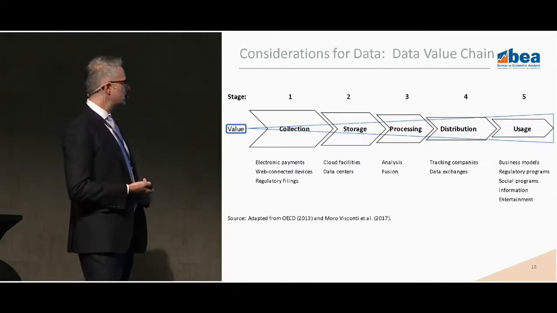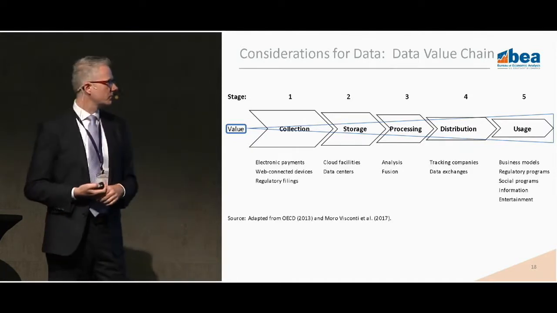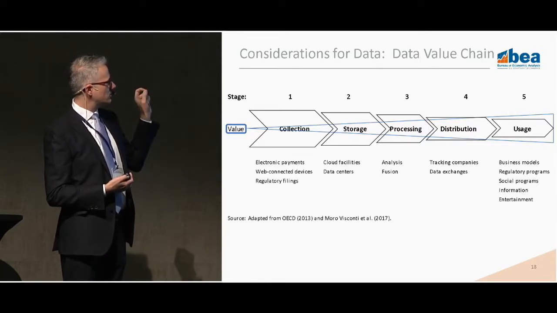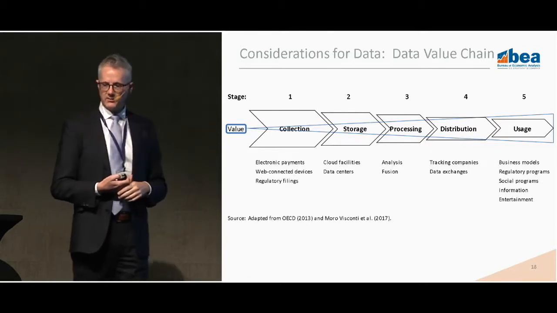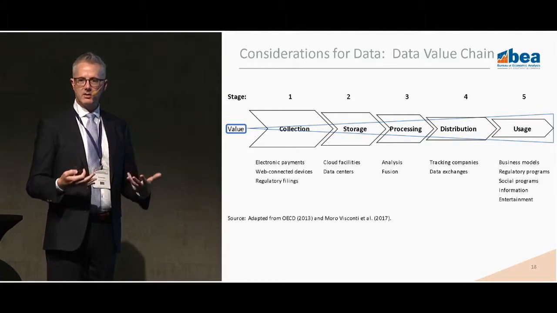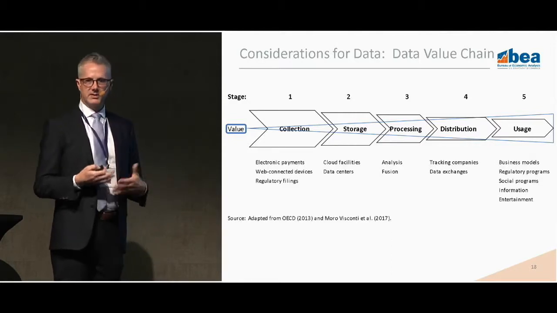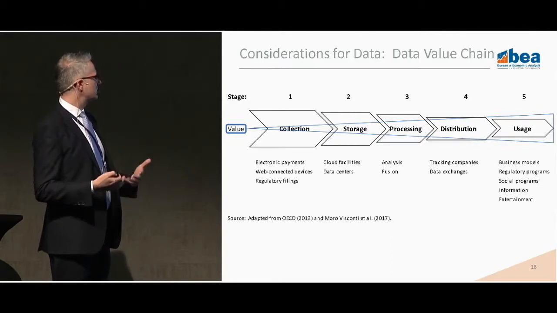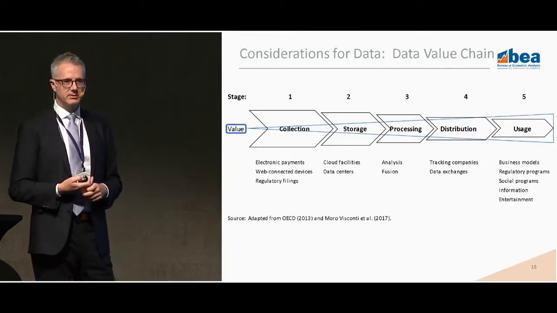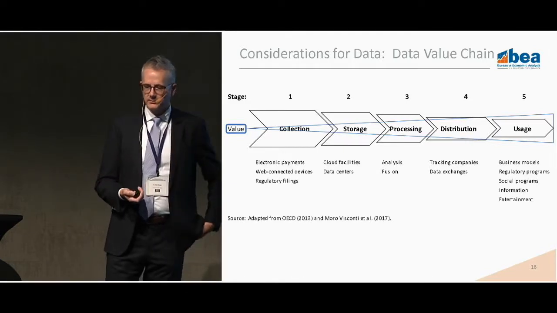Also recent work at the OECD and Mauro Visconti, we've adapted a data value chain from that work. It shows a lower valuation at the beginning of the data value chain, and valuation or value increases as we move across the data value chain. At the beginning, under collection, data are unorganized, their accuracy hasn't been validated, and these can be considered big data, or not so useful necessarily for productive purposes, collected through electronic payment systems, internet-connected devices like IoT, but also more traditional means like regulatory filings.